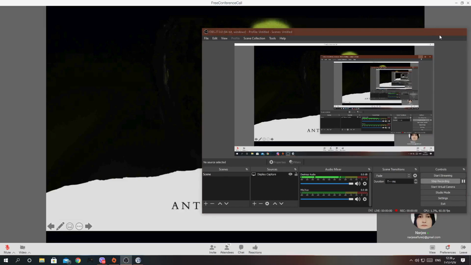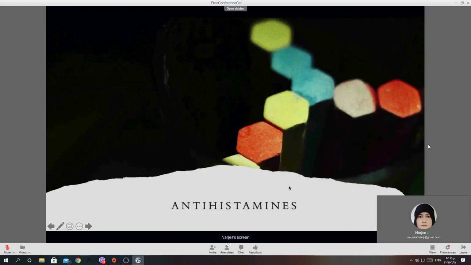الأعزاء، محاضرتنا اليوم حول مضادات الهستامين or what is called antihistamine. Before talking about antihistamine, we have to know a little bit about histamine as a mediator.